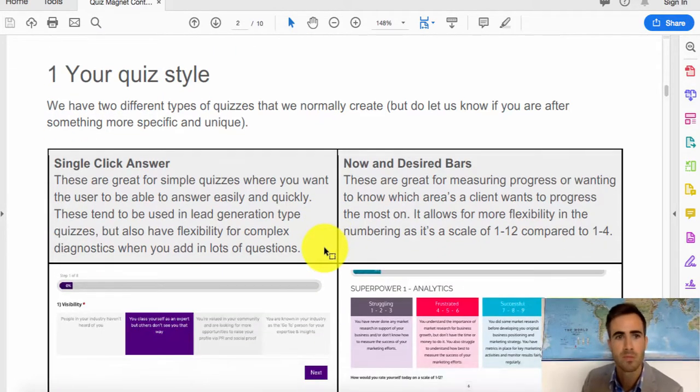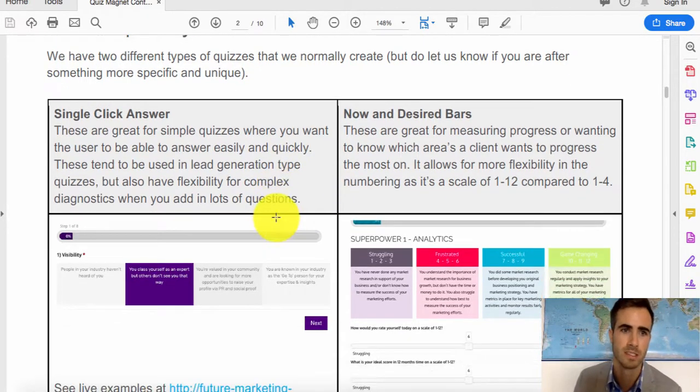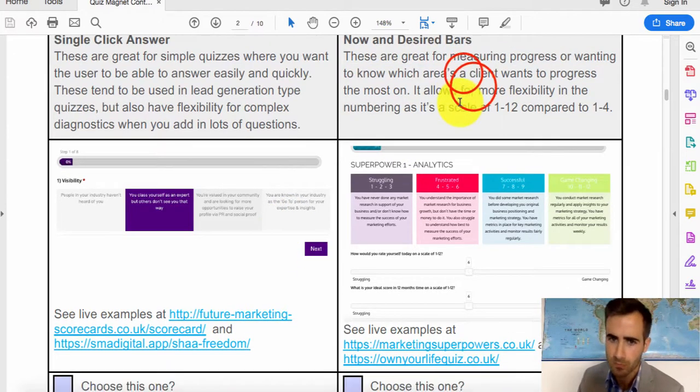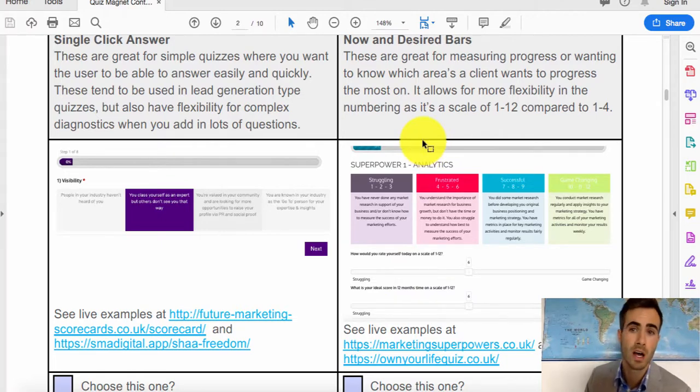Okay, the first part, point number one, is your quiz style. Now, we have two different styles of quizzes. The first one here is a single click answer. This is where you click on one answer and go to the next and next, and I'll show you that in a second. And then we have the now and desired bars, which have these extra bars at the bottom, which can have scales of 1 to 12 or 1 to 10, whatever it might be. It's a little more complex in terms of figuring out higher number bases and different results that way.